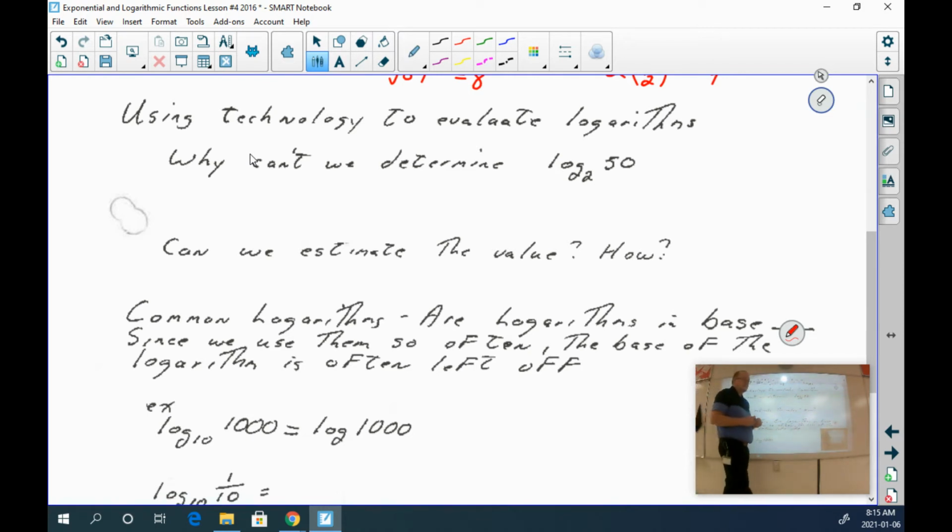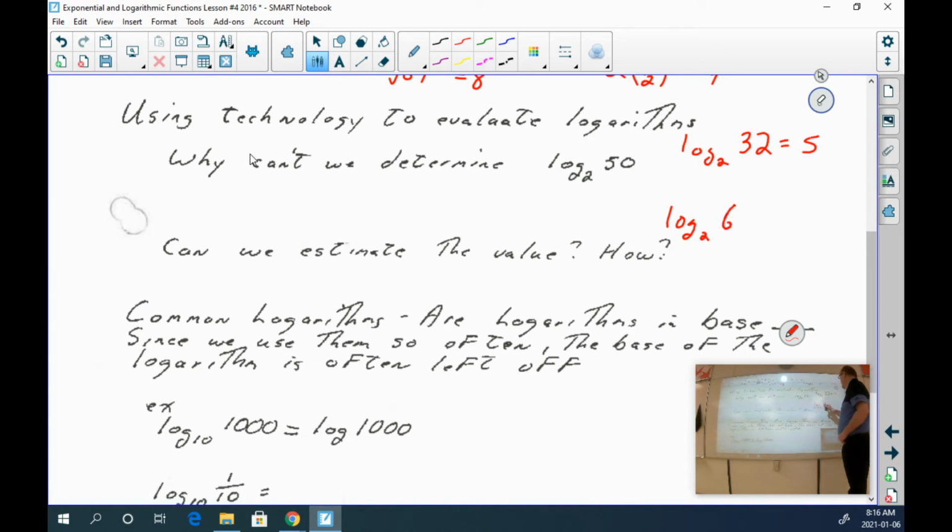We can estimate it, but we can't get an exact answer. What I do know is log base 2 of 32 is 5, because 2 to the power of 5 is 32. I also know log base 2 of 64 is 6. So this answer is going to be somewhere between 5 and 6.